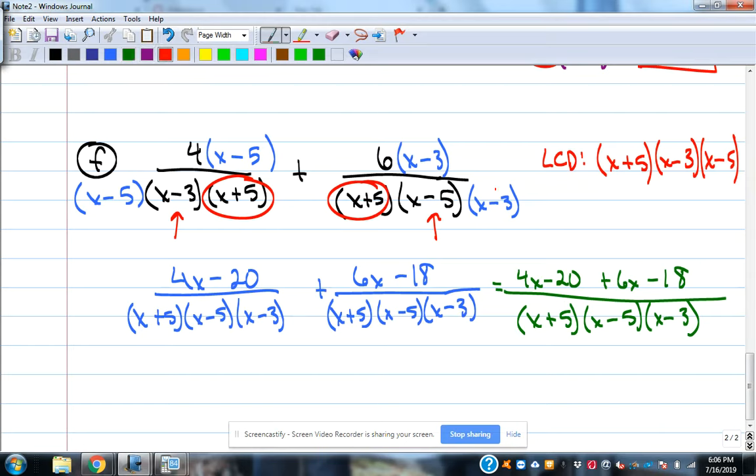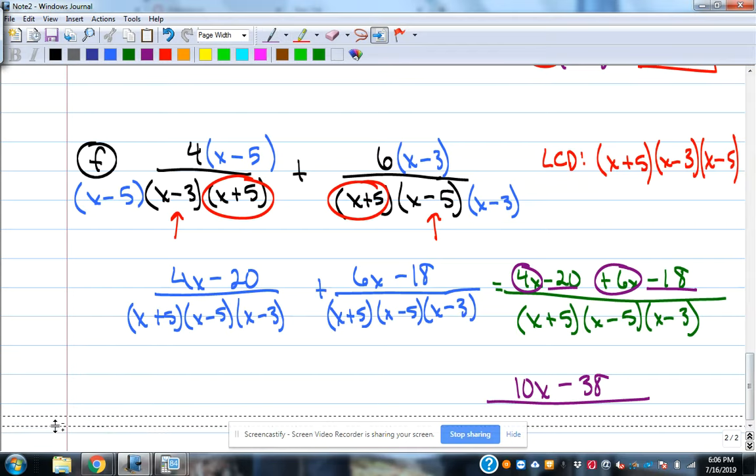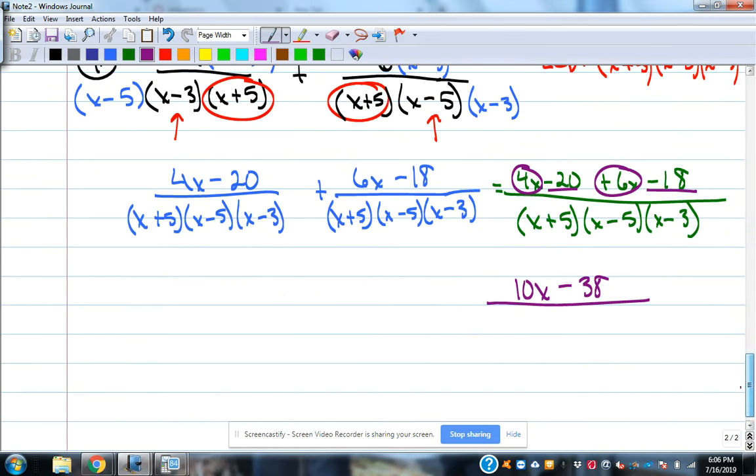So I got like terms in the numerator. I got 4x plus 6x, 10x. I got negative 20 minus 18, that'd be negative 38 over, and then that denominator is still x plus 5, x minus 5, x minus 3.